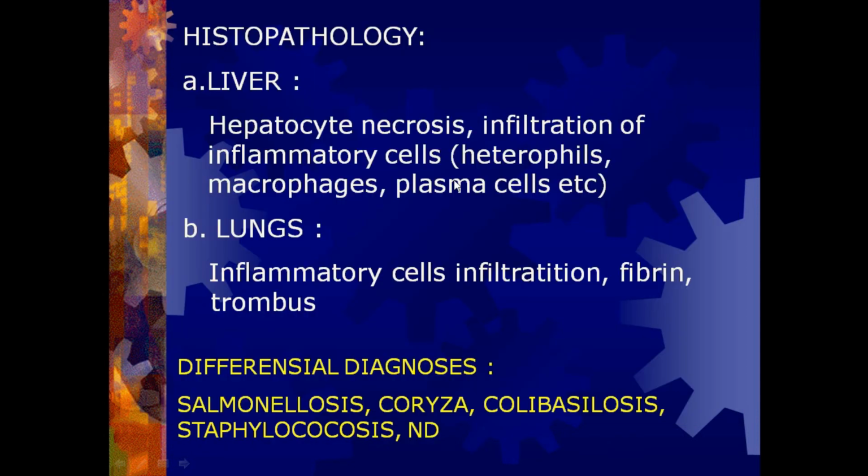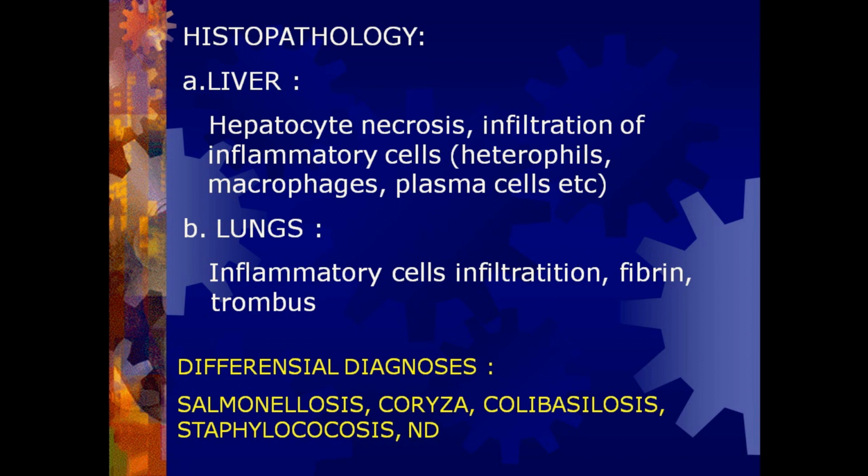So in histopathology of the liver, lesions of Pasteurellosis can be hepatocyte necrosis and infiltration of inflammatory cells. It can be heterophil infiltration, macrophages, plasma cells, or lymphocytes. And in the lung, there will be fibrin or thrombus formation with also inflammatory cell infiltrations.